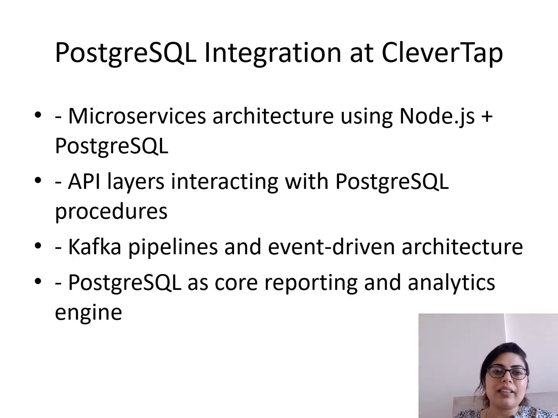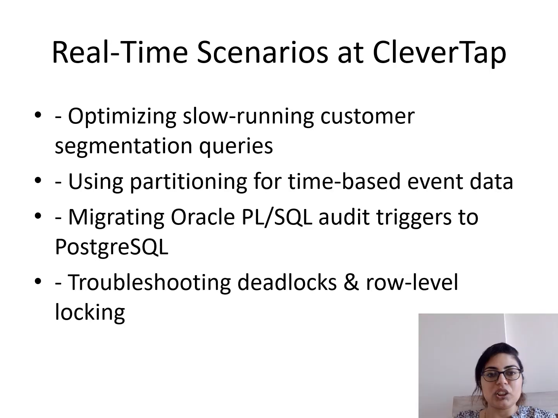How can you integrate? You can use microservice architecture using Node.js, an API layer interacting, and how it is going to interact with PostgreSQL procedures, Kafka pipelines and event driven architecture, and PostgreSQL as a core reporting and analytic engine.